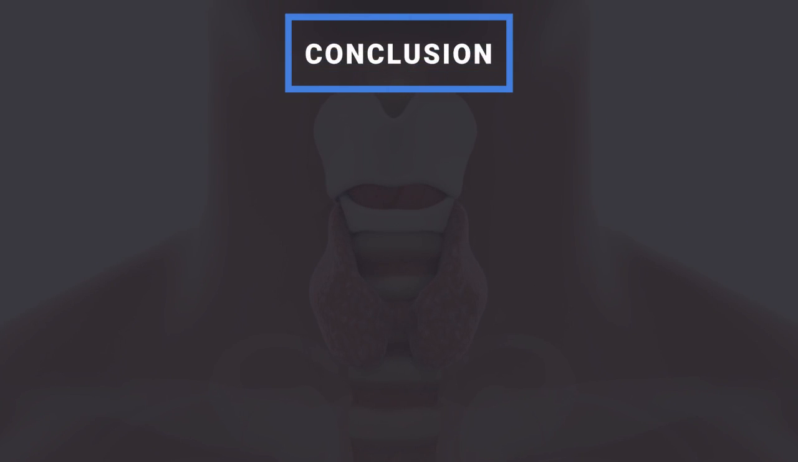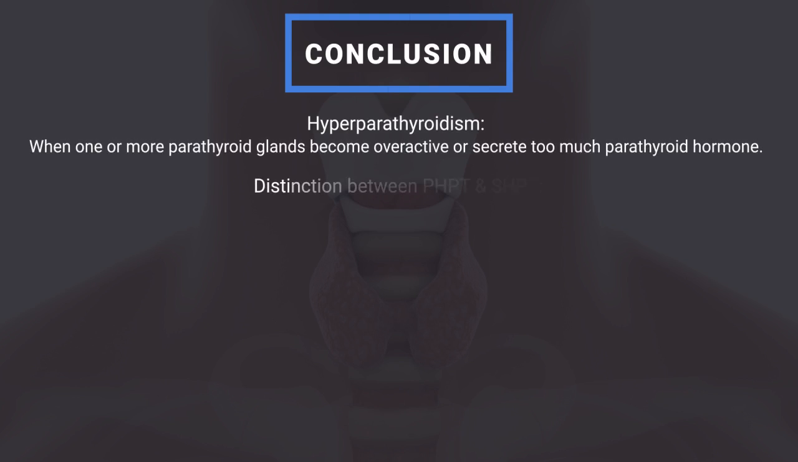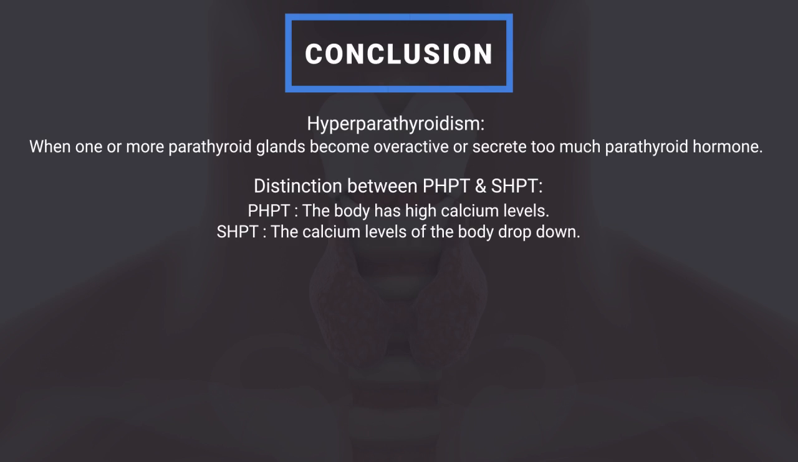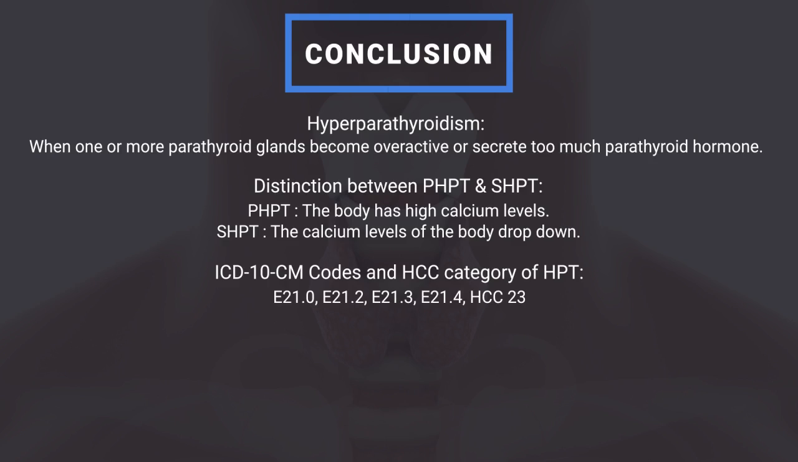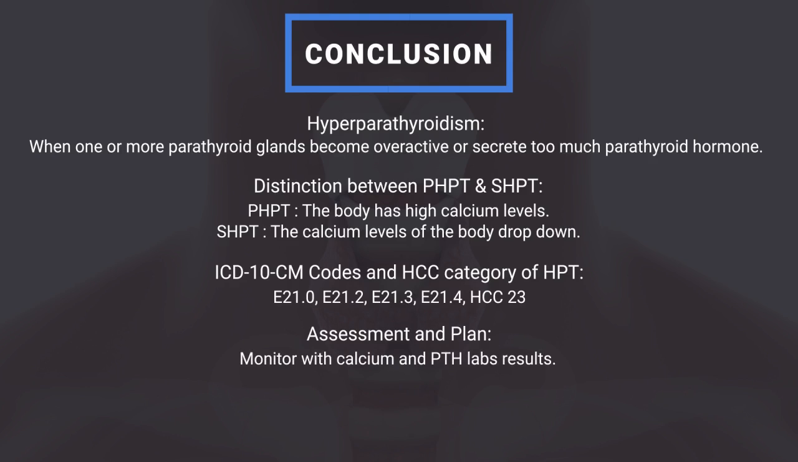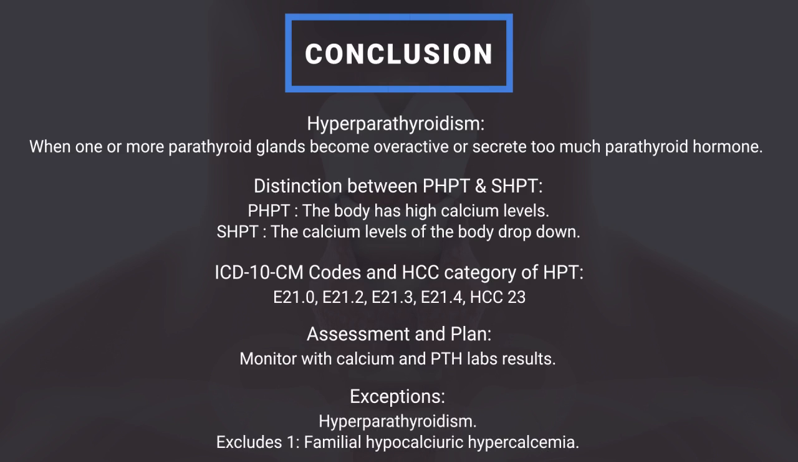We have reached the end of our short refresher course on other significant endocrine metabolic disorders. We gave you a short introduction to hyperparathyroidism, distinguished between primary and secondary hyperparathyroidism, identified the specific codes and HCC category pertaining to them, reviewed the criteria, assessment and plan for the diagnosis of hyperparathyroidism, and finally noted the exceptions regarding the excludes note for certain diseases.